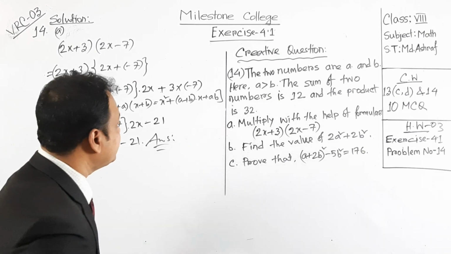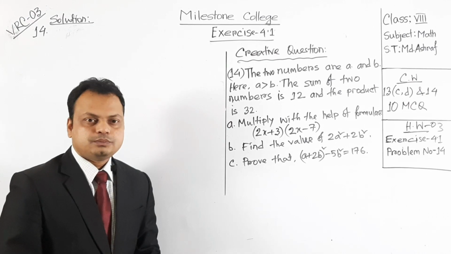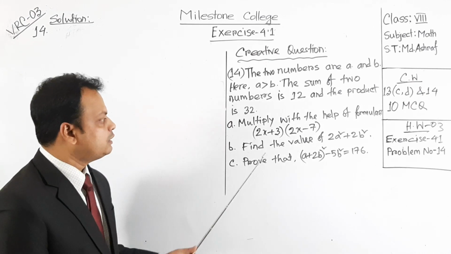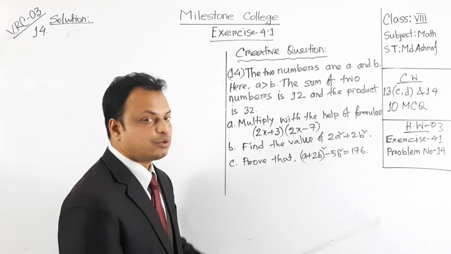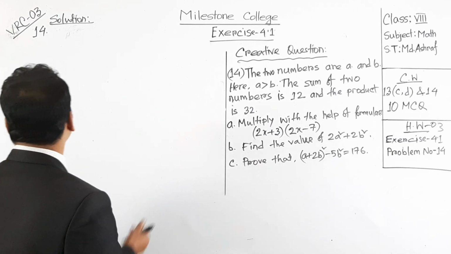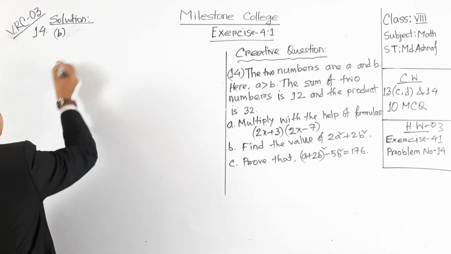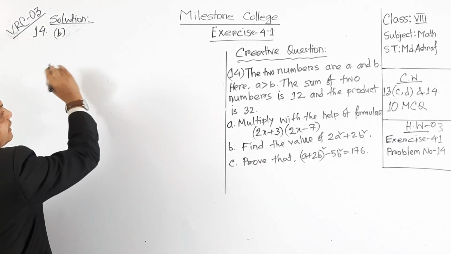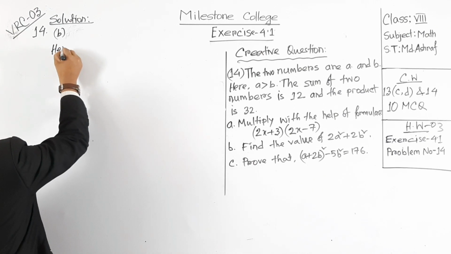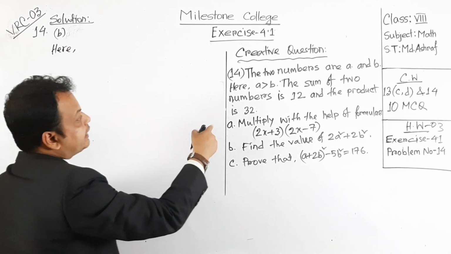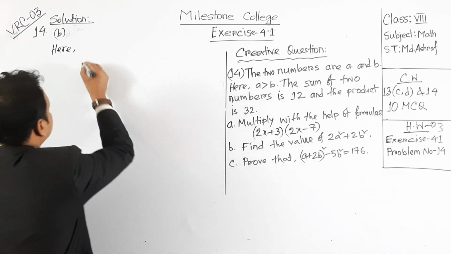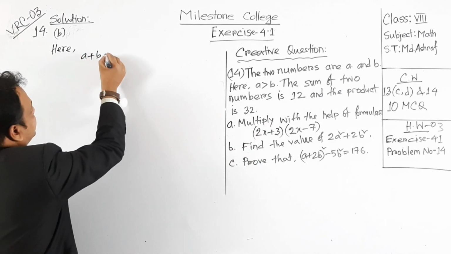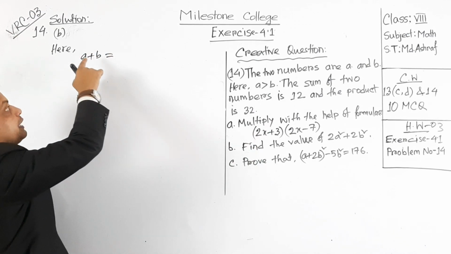Now we will do the next one, B number. B number question: find the value of 2a square plus 2b square. Okay, let's solve. So what is given here? From the system we get two numbers, a and b. Their sum will be a plus b.